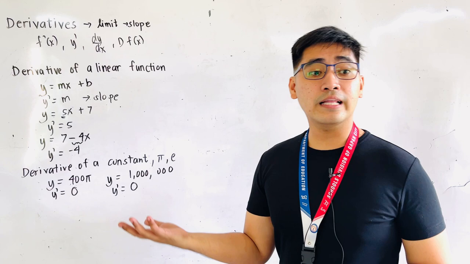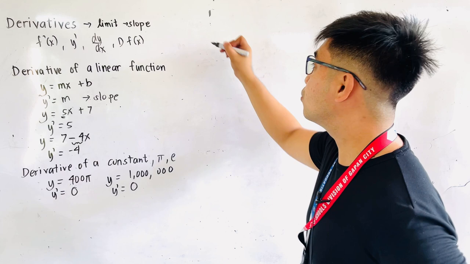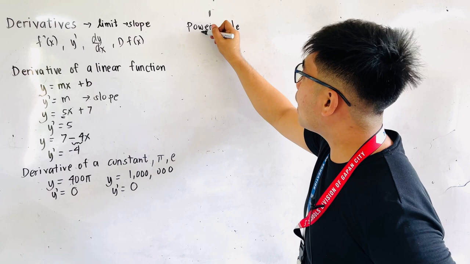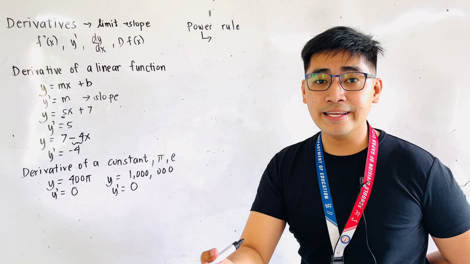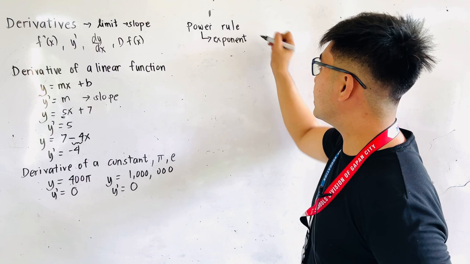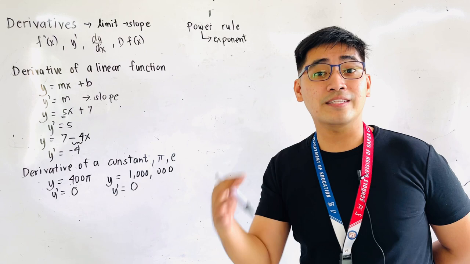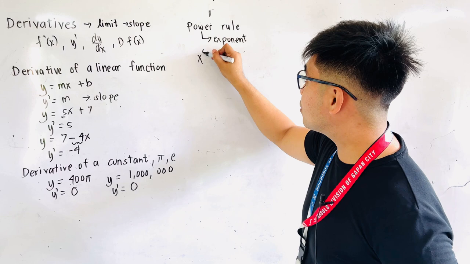So, let's now move on to the power rule. How do we use the power rule? Remember that the power rule is only applicable when there is a power, or when there is an exponent. Therefore, we could only use this if we will be able to express a certain given in terms of its exponent. For example, we will be having x raised to 5, therefore there is a power.